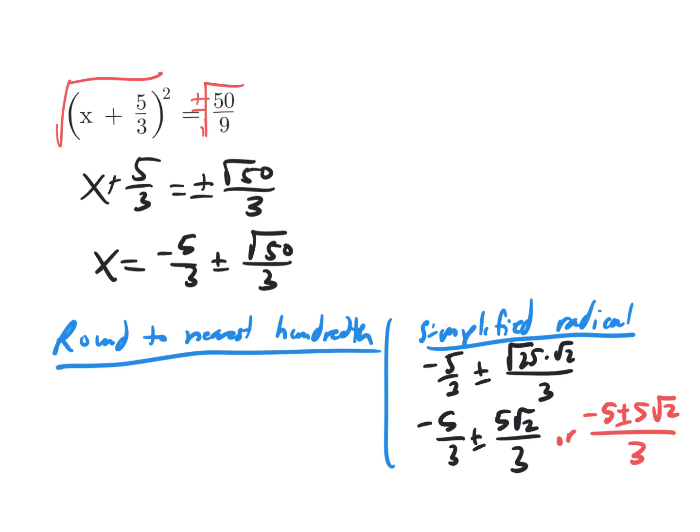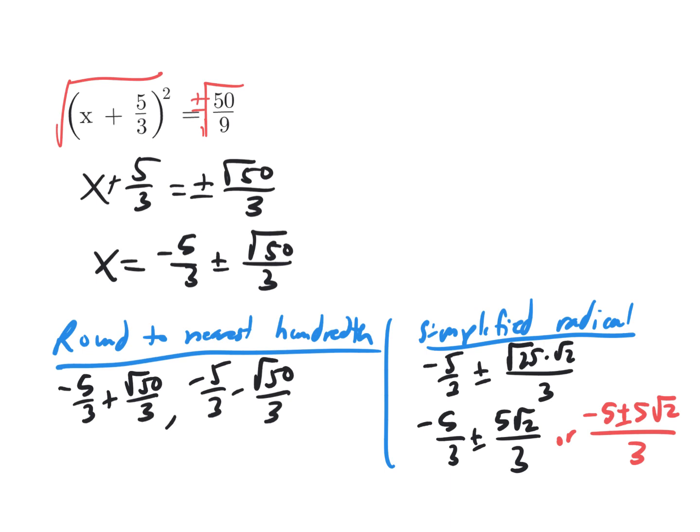If we're going to round to the nearest hundredth, you're reaching for your calculator, and you're going to type this stuff in. Now, you have a couple different ways to do this. Okay, so negative 5/3. I mean, you could type this all right in your calculator if you want, except for one thing. You have to have negative 5/3 plus the square root of 50 over 3 and negative 5/3 minus the square root of 50 over 3. Okay, and in the end, that ends up being a decimal.